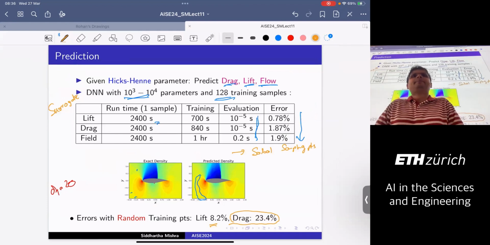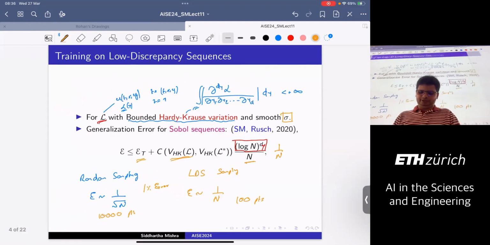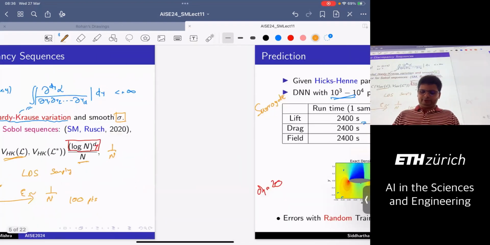Yes, absolutely. What would be the difference between the drag, 1.87 and 23.4? Is it that one uses Sobol sampling? Yeah, that is the point. Monte Carlo, yes. So there is a huge difference, and the difference arises from the fact that there is theory behind it. So you understand also why this difference arises. This difference is precisely due to this factor here. Okay, good. Thanks for the question.